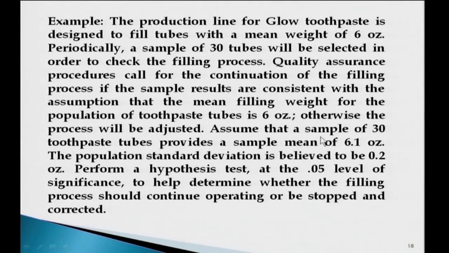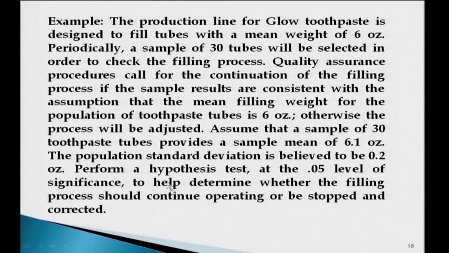Assume that a sample of 30 toothpaste tubes provides a sample mean of 6.1 ounce. We are expecting it to be 6, but when we take a sample of 30, then it is coming out to be 6.1 ounce. The population standard deviation is believed to be 0.2 ounce. Perform a hypothesis test at the 5% level of significance to help determine whether the filling process should continue to operate or be stopped and corrected.